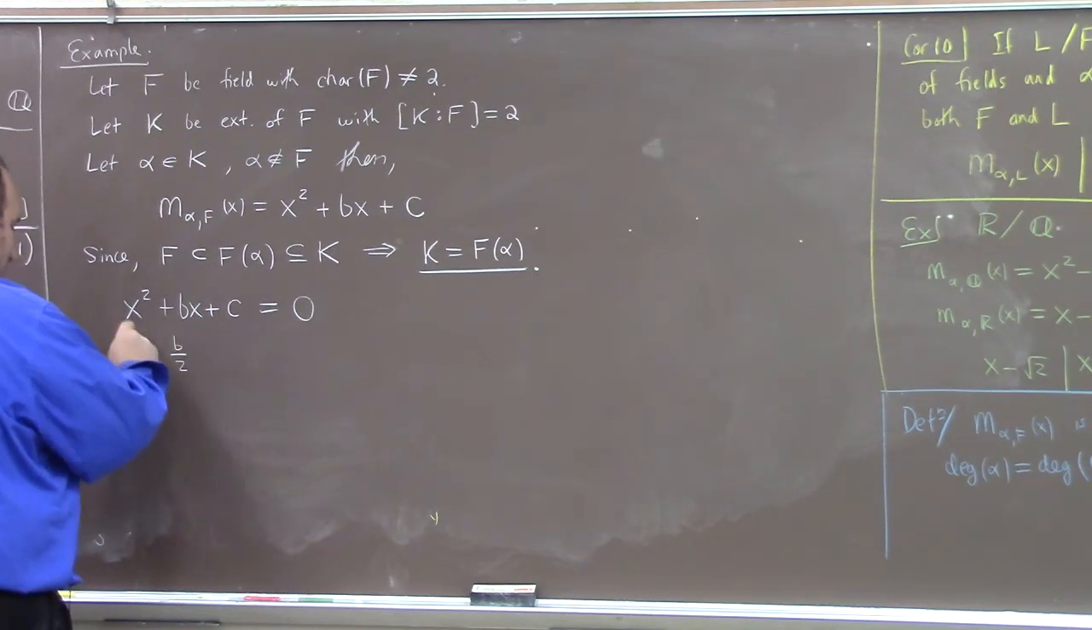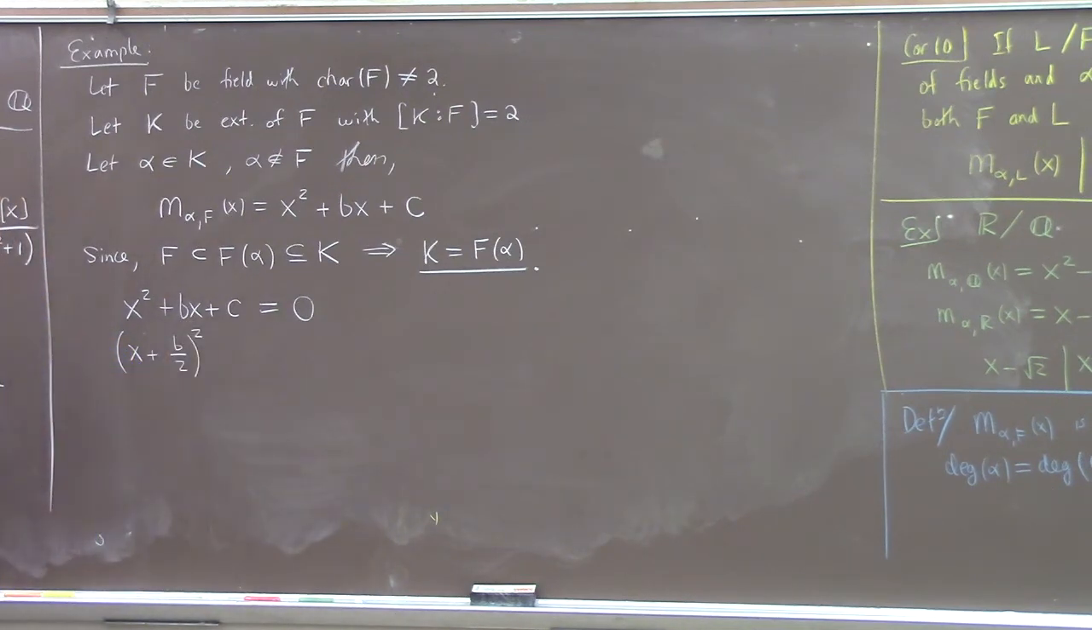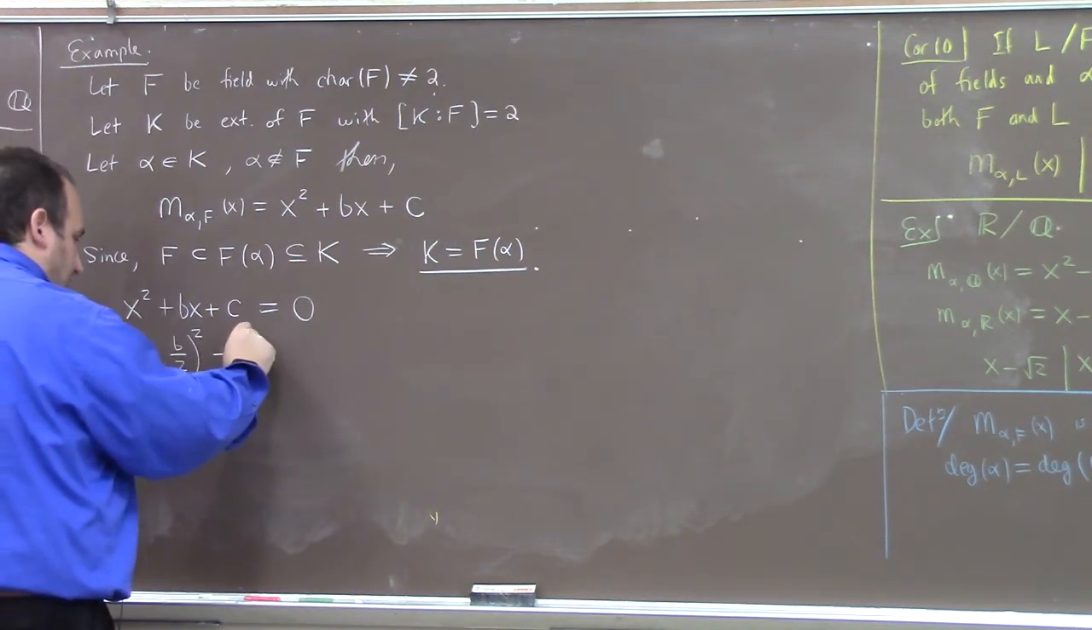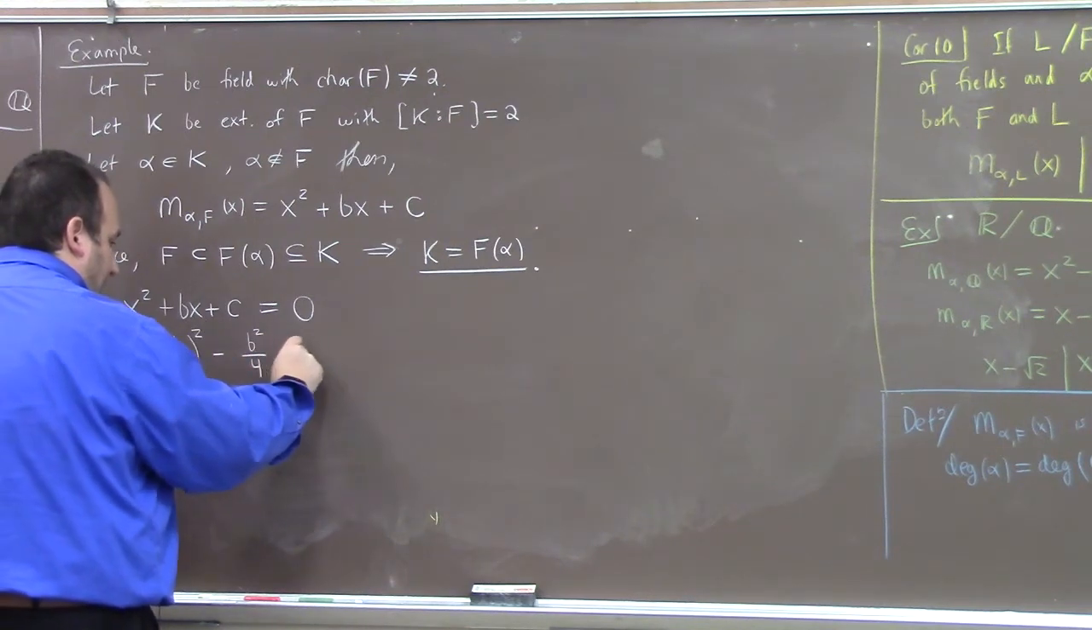See right there, that's why characteristic 2 fails, because in characteristic 2 there's no half. So not available. But any other field with characteristic not 2, that means 2 has an inverse, so 1/2 makes sense. And of course, when you square this, you get back everything except we have to subtract b squared over 4, right?